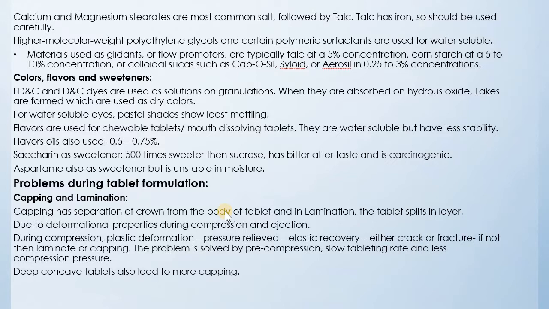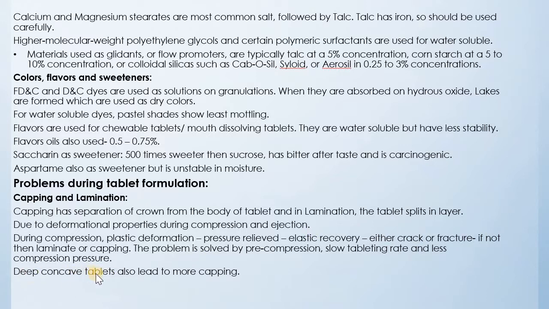So, this can lead to a small fracture or crack, and if the excess stress that can initiate fracture is not there, then it can lead to lamination. This can be reduced by pre-compression, that is, first a small compression force is applied, which is followed by the main compression force, or by slow tableting rates and less compression pressure.